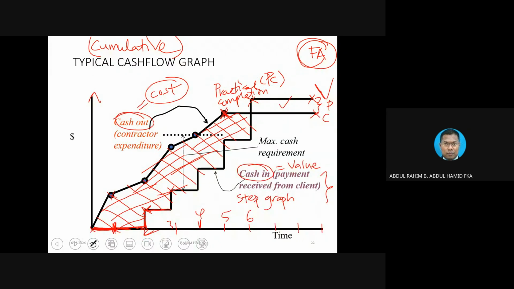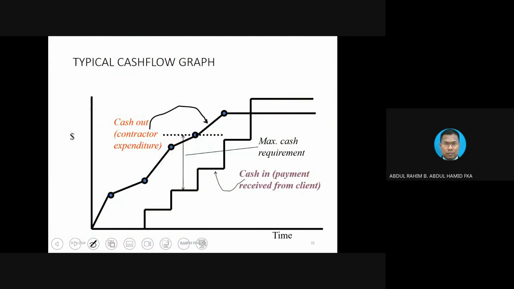So in our class, this is the final exam question. Every semester, we ask the same question. Believe me, we want to know this issue: maximum cash required. Okay, let me erase. We want to know what is the maximum cash required, and in whatever month?